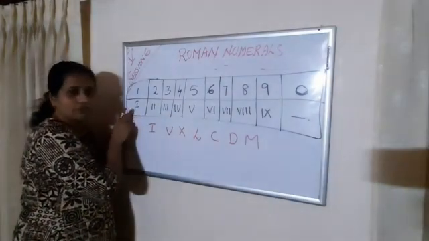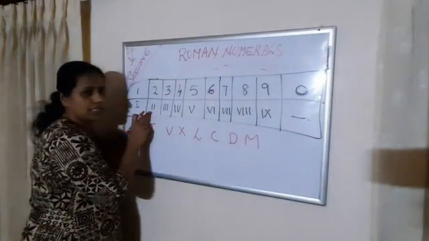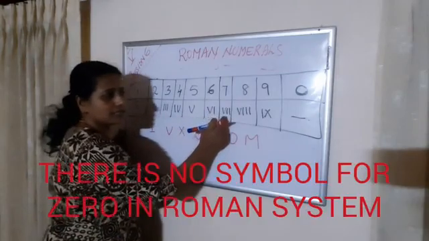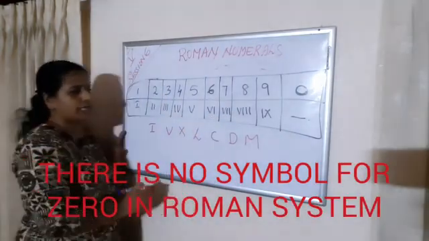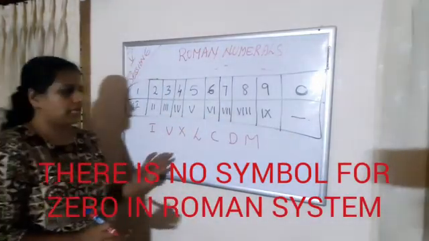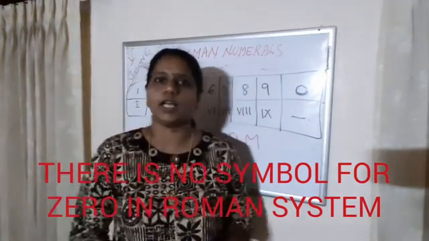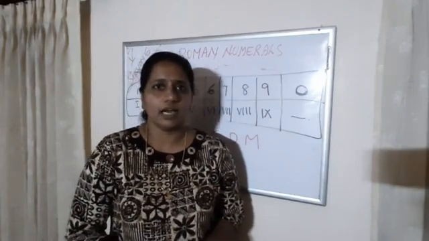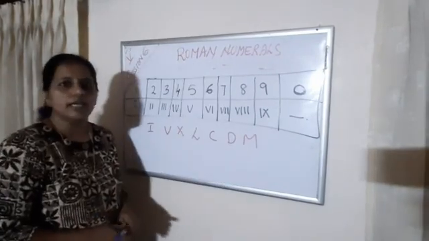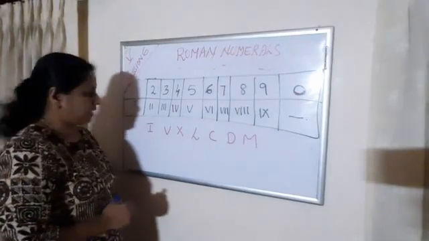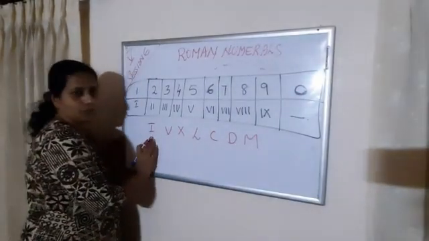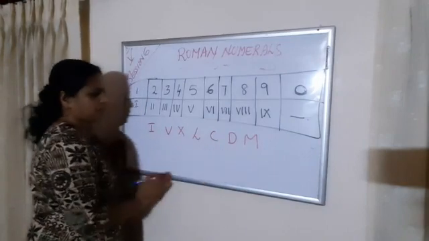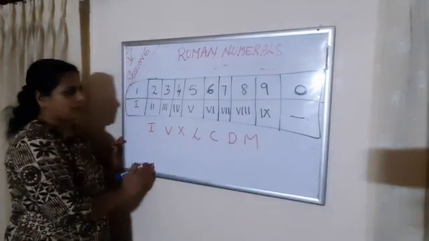That is standard 1, standard 2, standard 3, like that way, standard 4, 5, 6, 7, 8, 9. Now I will tell you how to write Roman numerals. Some rules are there, I'll tell you. Before that, I will tell one thing. First you take these symbols, I, V, X, L, C, D, M.